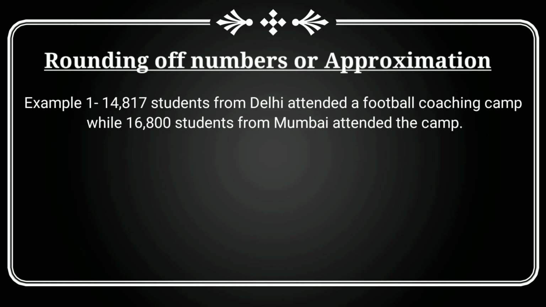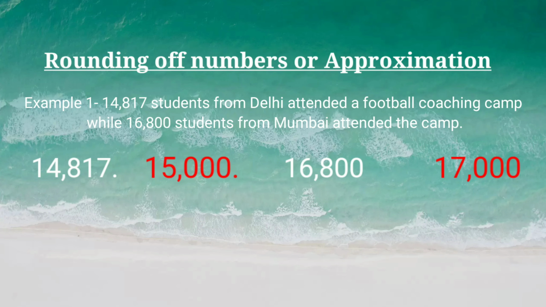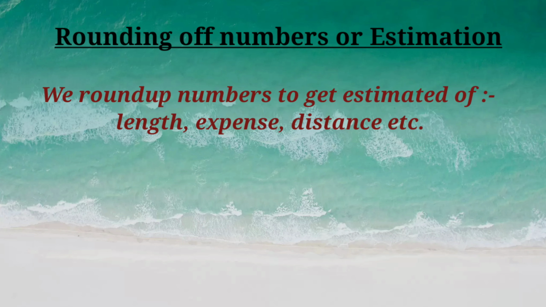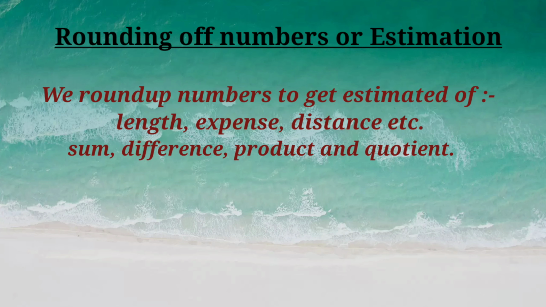14,817 students from Delhi attended a football coaching camp, while 16,800 students from Mumbai attended the camp. Now here we can round this figure to the nearest thousand and say 15,000 students from Delhi attended the camp, while 17,000 students from Mumbai attended the camp. We round numbers to get the estimated length, expense, distance, etc. and even to find the estimated sum, difference, product and quotient.